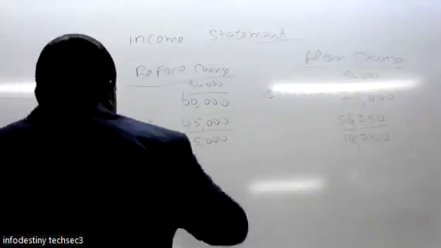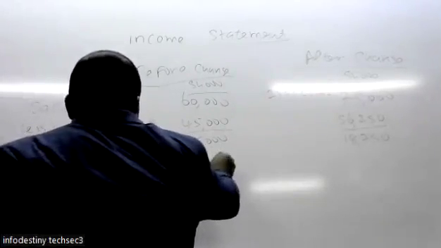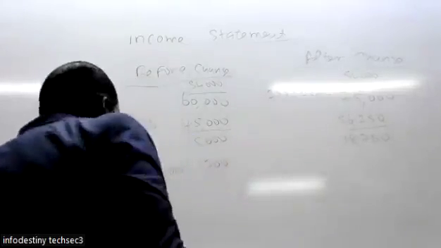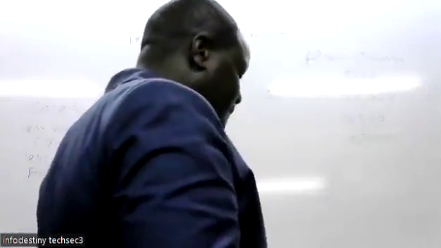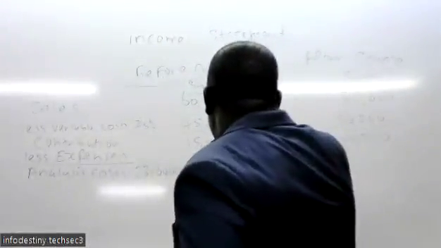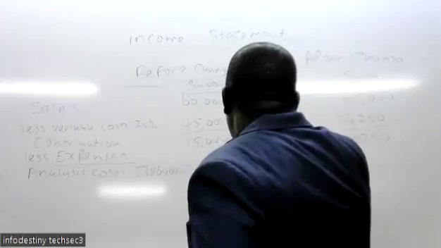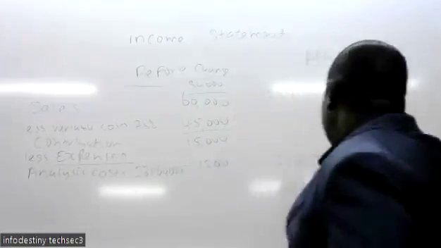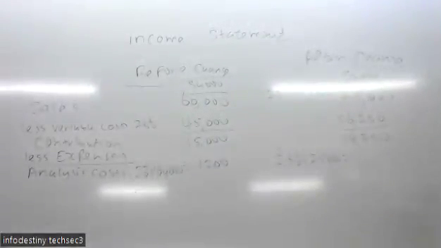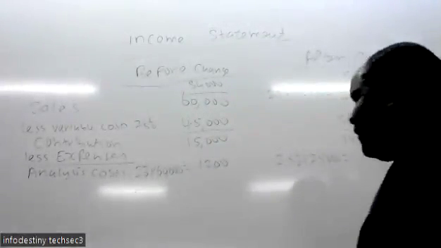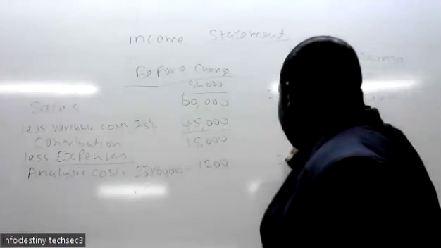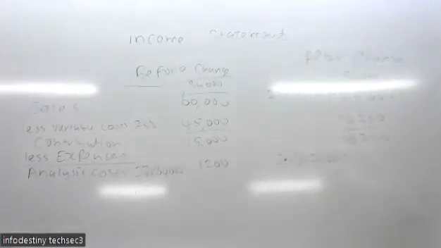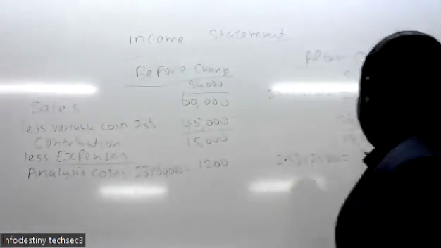1,200. The other one is what percent? 2.5%. Also get 2.5% of the 75. That gives 1,875.